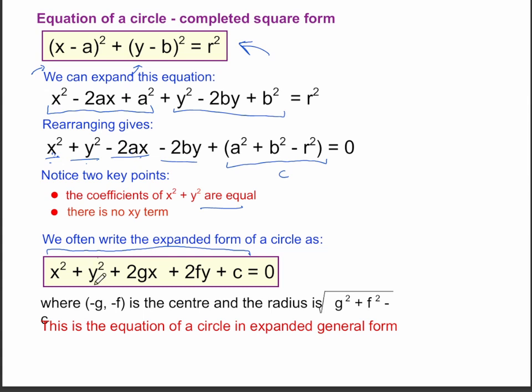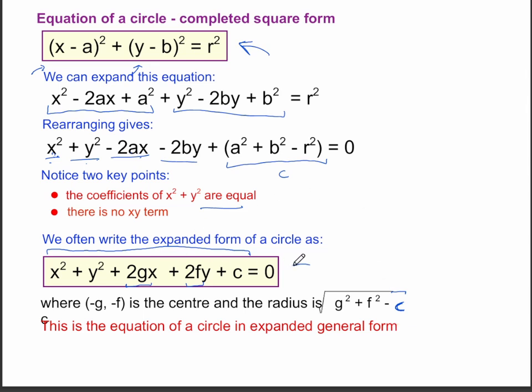And we end up getting a rearranged version, which is this thing right here. And if we have this, we can find the center and radius straight away, where the center is negative g and negative f, right? So the middle term, divide by negative 2. And the radius is going to be the square root of g squared plus f squared minus c. And that's going to be the radius.